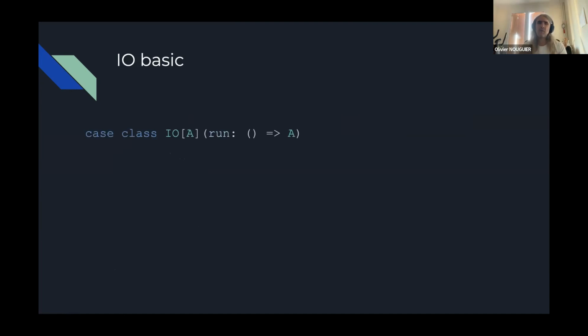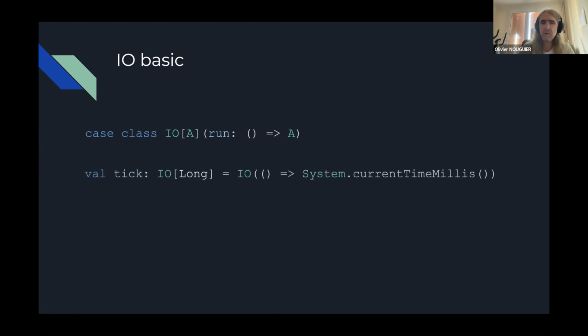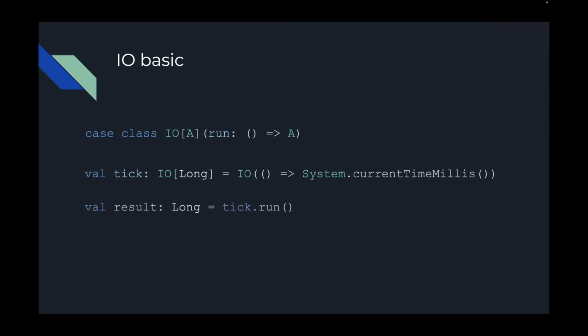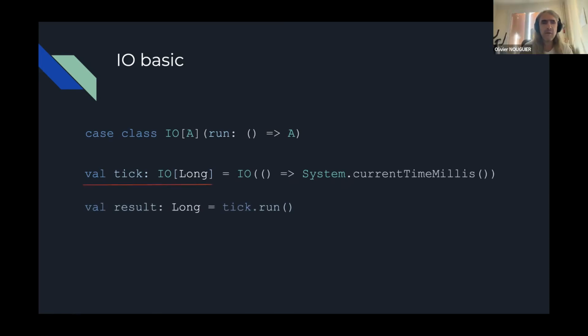So what is an IO? An IO is an effect. It's a case class, like a POJO, with only one field, which is a function that produces something, A in this case. Very simple example: I have an IO that produces a long, which, when it is invoked, will give the current time in milliseconds. So it's a value, it does nothing. And to obtain the result, you have to call the method it contains.